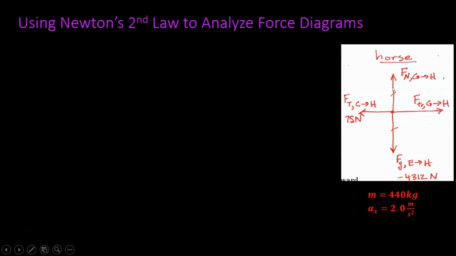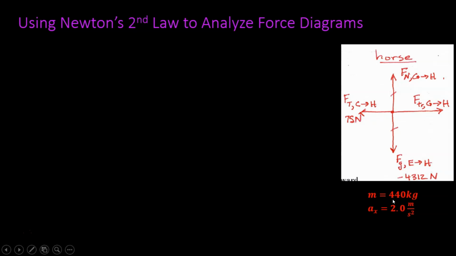Let's look at how we use Newton's second law to analyze force diagrams. Here we have a force diagram of a horse. We have traction force, the ground pushing the horse to the right. We have a tension force of the cart pulling back on the horse. And we have the force of gravity pulling down on the horse. And we have the ground pushing up with a normal force. We know that these two forces are balanced.